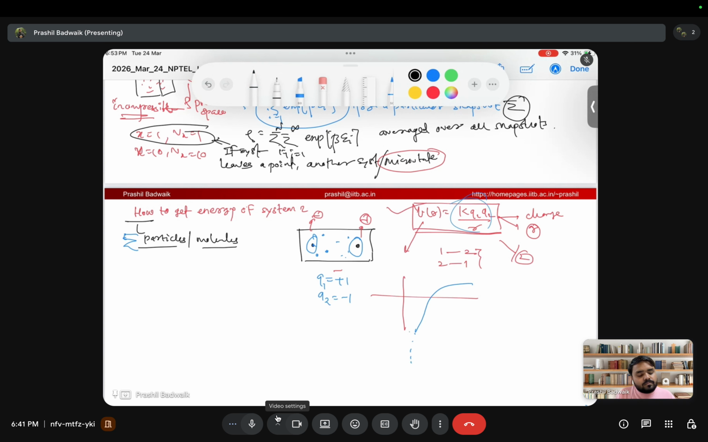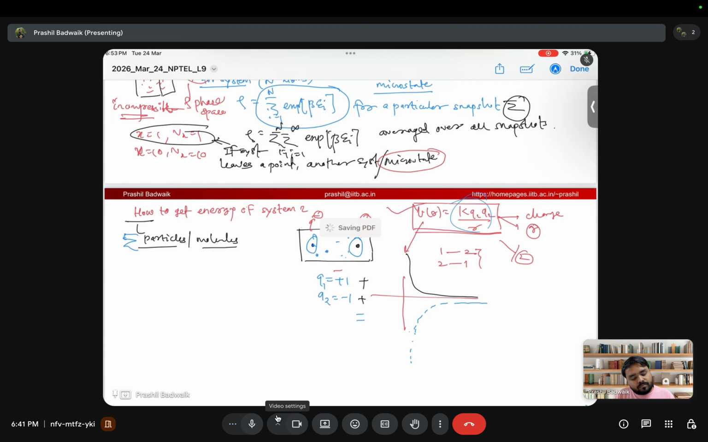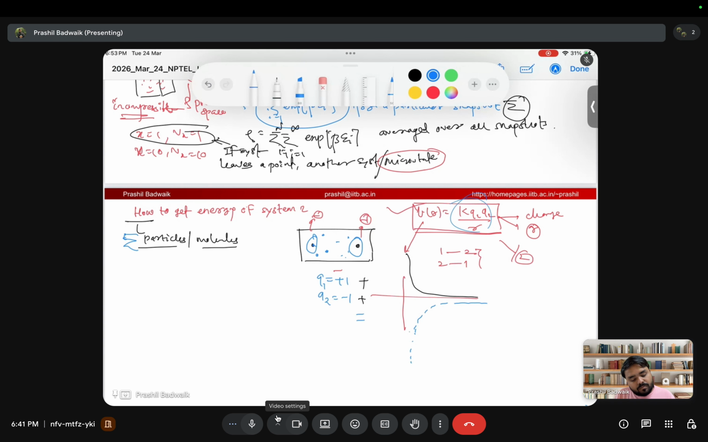Secondly, if I consider positive and again positive, then there will be a repulsion like this. Correct? If both are negative, again the energy will look like this, the black one. Both are negative values.